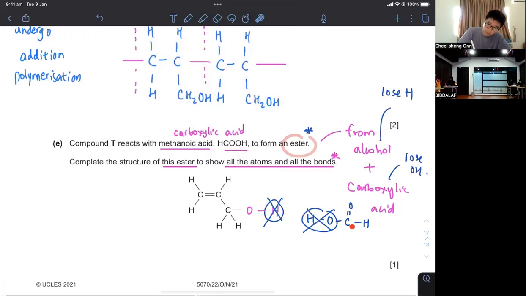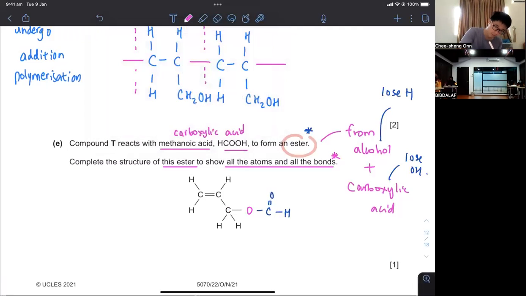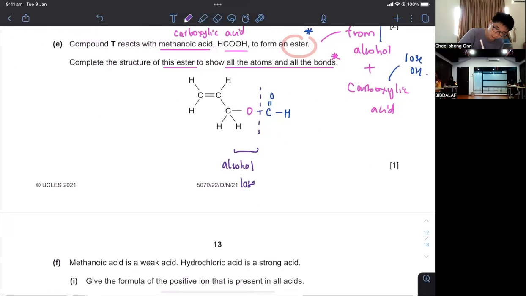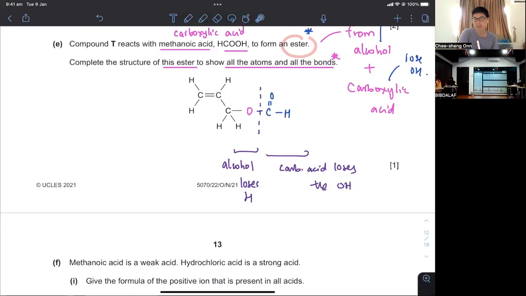What happened is I will combine this to here. So lose that, and I will combine this to here. When you form ester, you must remember that the alcohol loses the H, and then the carboxylic acid loses the OH. We are not talking about acid or base properties. We are talking about condensation reaction. This reaction is called condensation reaction.